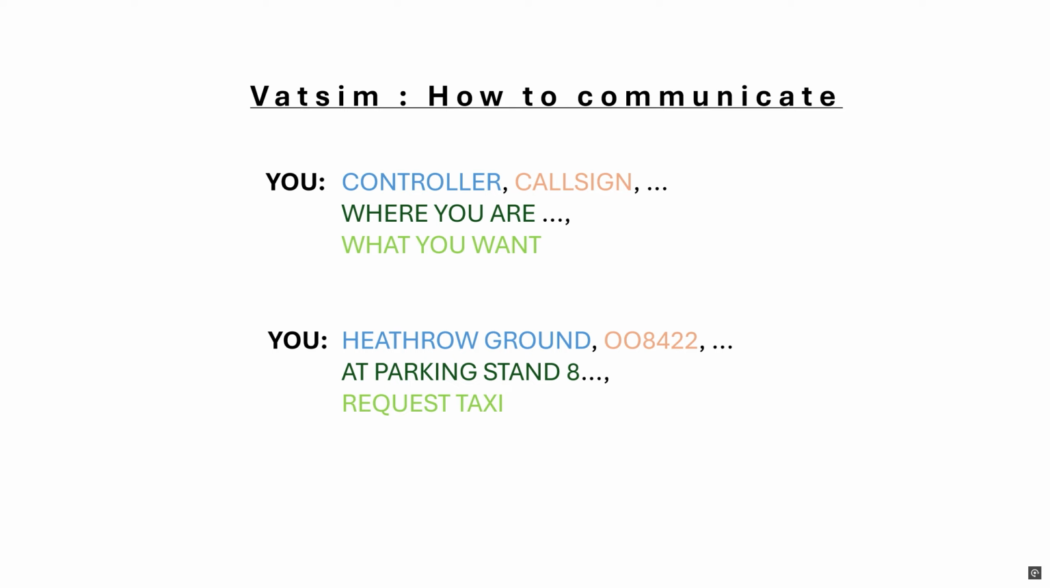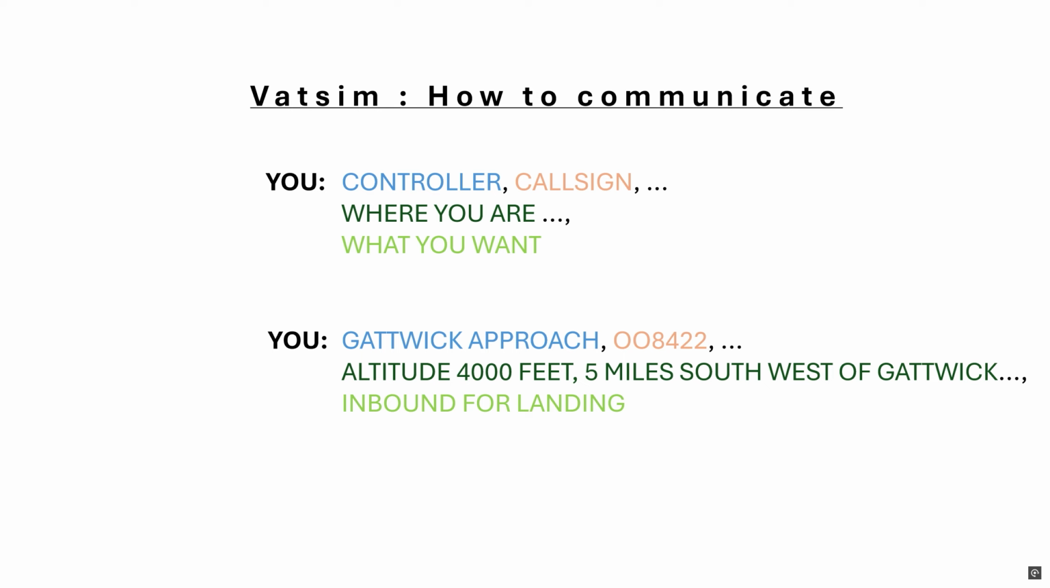And then you have to say where you are. For instance, if you are inbound to an airport, you would say, I'm so many miles from the airport. And then you say what you want. For instance, you would say, I am ready to land. Now, in this example here, at the bottom, I say Gatwick approach, Oscar 8422, that's my call sign, then where I am, altitude 4,000 feet and 5 miles southwest of Gatwick, and then what I want, inbound for landing.